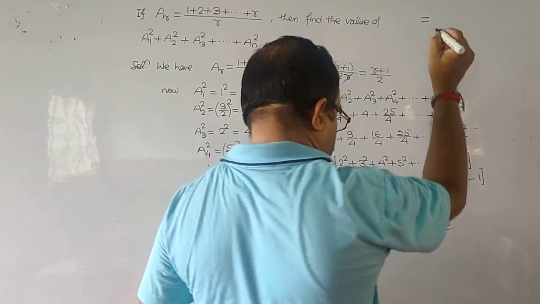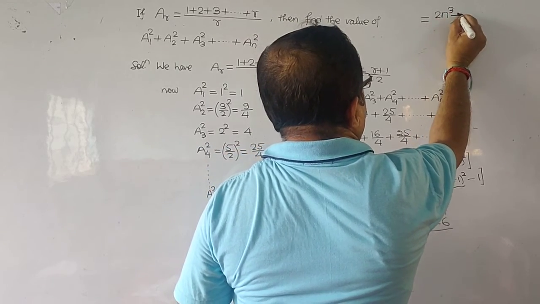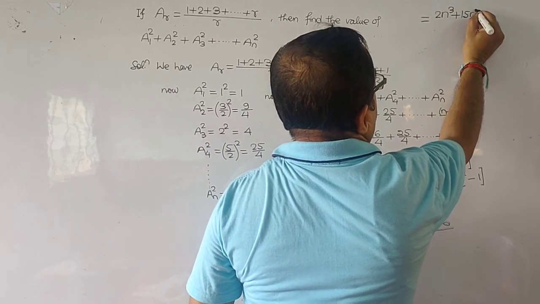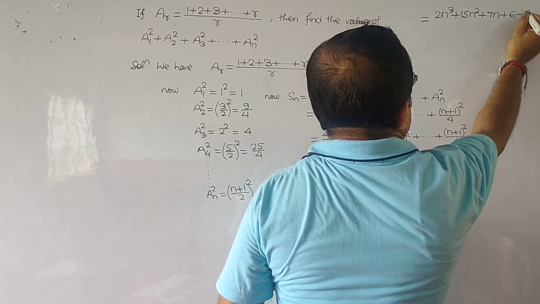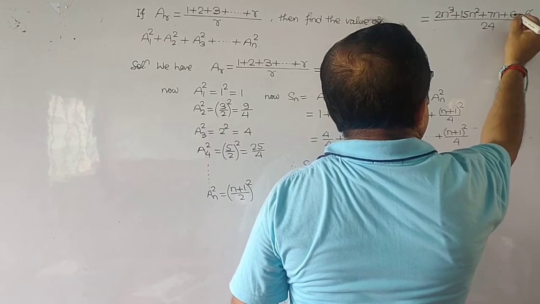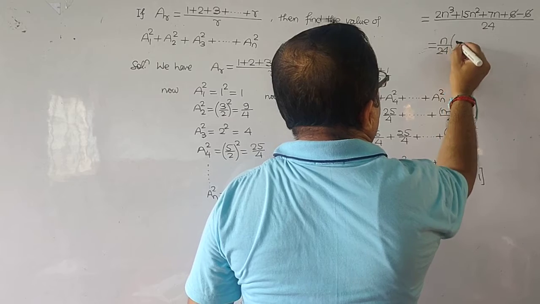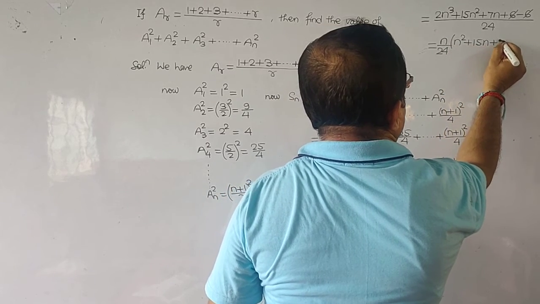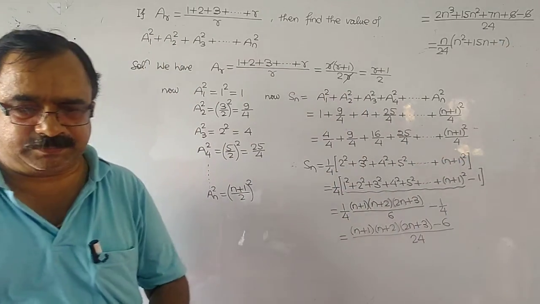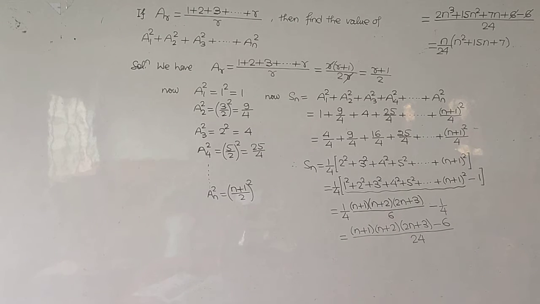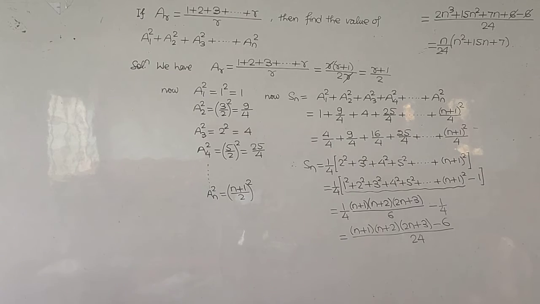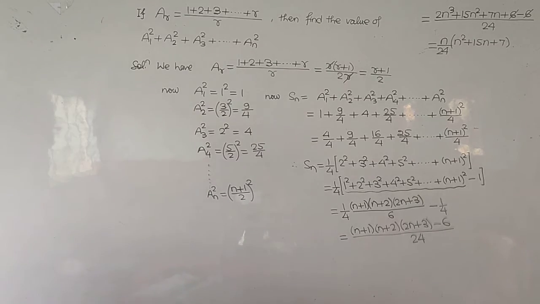This can be 2n cube plus 15n square plus 7n plus 6 minus 6 whole upon 24, and taking n by 24 as common, n square plus 15n plus 7 within brackets. Have you all noted?